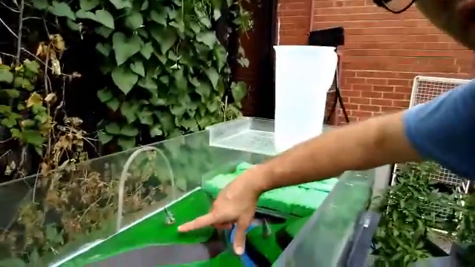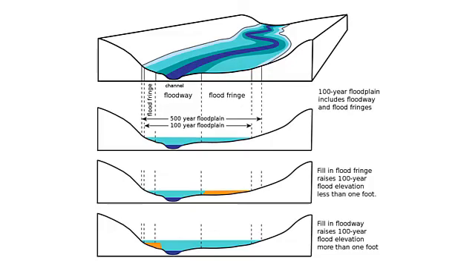The house up here on this hillside was never affected by flooding, which is another important fact. It's natural for floods to occur. Rivers periodically experience flooding. And the best thing you can do is just simply not build in the floodplain.